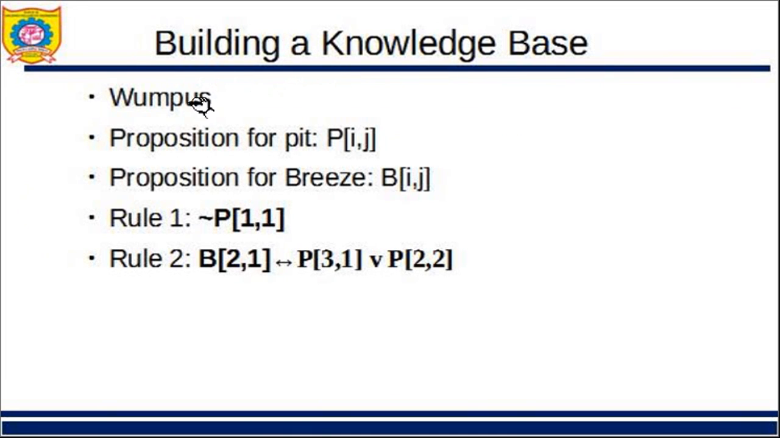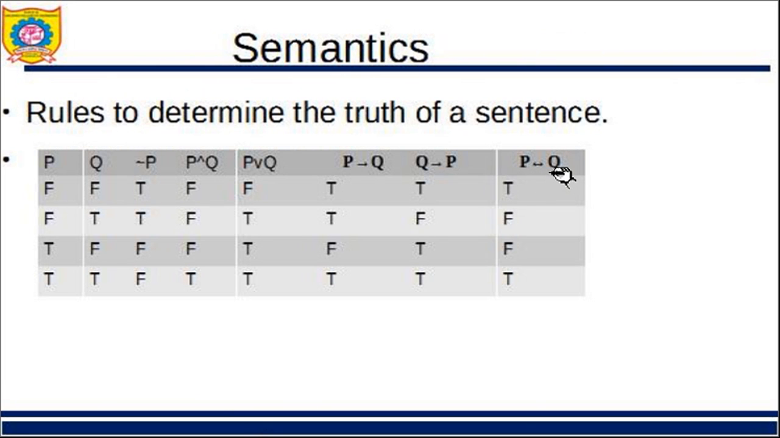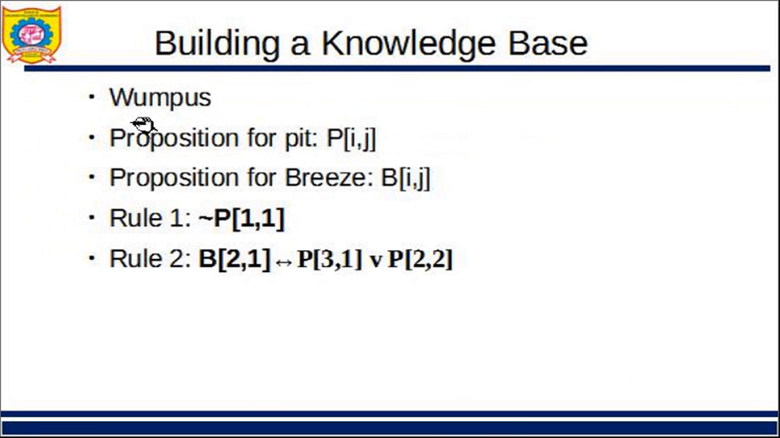This biconditional is explained with the help of the Wumpus example. We have just seen the biconditional, P biconditional with Q. Let us see it with the help of an example. We have already seen Wumpus in our previous lectures. In Wumpus we had a 4x4 grid. The proposition for a pit: if I have a pit at any particular location, I denote it using P of ij.